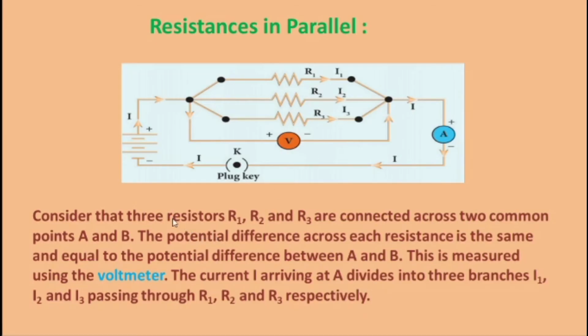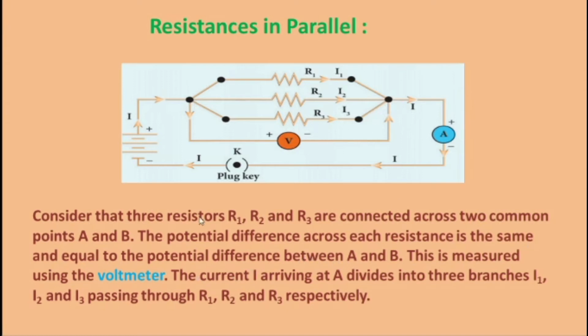Consider three resistors with resistance values R1, R2 and R3. R1, R2, R3 are connected across two common points A and B. So this point is A, this point is B. Between A and B we connect three resistors. The potential difference across each resistance is the same. That is very important. Between A and B, the potential difference is the same.